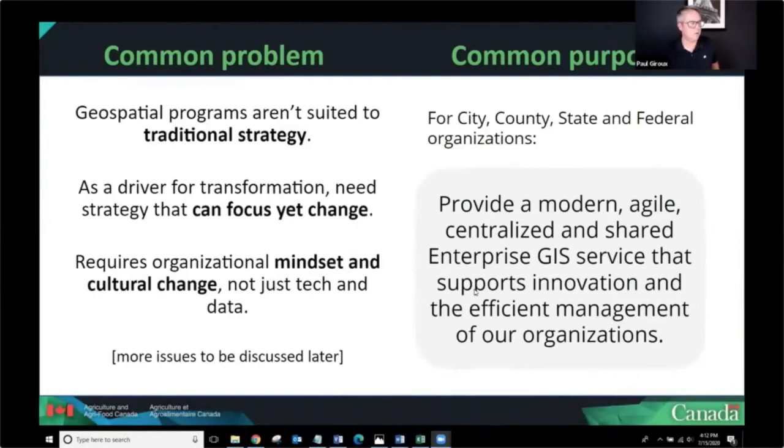And so what was really required is a better way to use strategy to change organizational mindset and create some cultural change. So it's not just about tech, it's a lot about the data, but the mindset to actually get good data and get people aligned to it. Common in a strategy is a vision, but we actually have a common purpose. Anyone delivering enterprise GIS service at large and medium-sized organizations has the same purpose: to provide a modern, agile, centralized, and shared enterprise GIS service that supports innovation and the efficient management of our organizations, right?